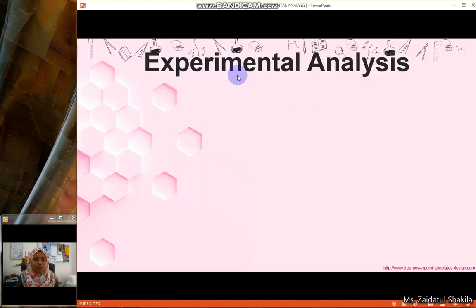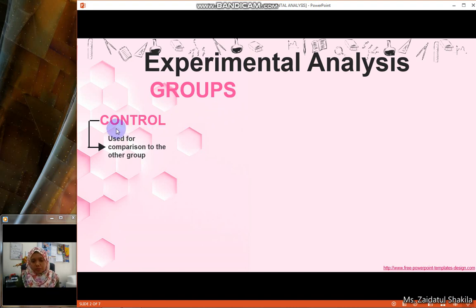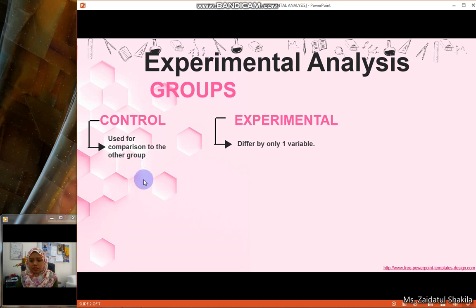So in order to do a scientific experiment, you have to keep two things in your mind, which are the groups and the variables. So now let's talk about the groups first. There are two different groups in any experiment. The first one, we call it the control group. It is used for comparison to the other group. The other group, we call it the experimental group. The control and experimental groups only differ by one variable so that you can measure what you want to know in your experimental group.